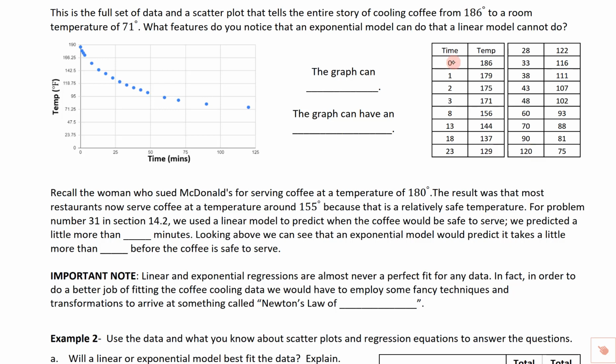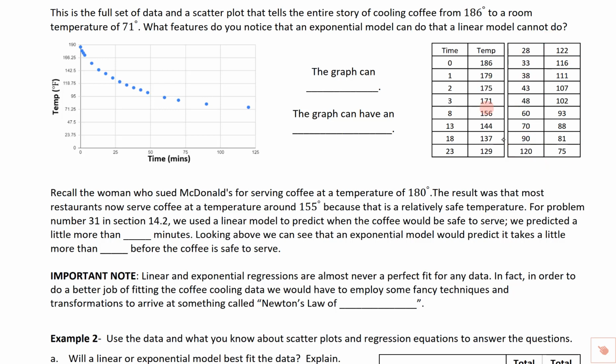So they did it at 0 minutes, right at the initial time. It started off at 186 degrees. After 1 minute, it was 179, 2 minutes, 3 minutes, and then 8, 13, and so forth. They basically went about every 5 minutes for the first hour, and then they did it about every 10 minutes to a half hour, 20 minutes after that.